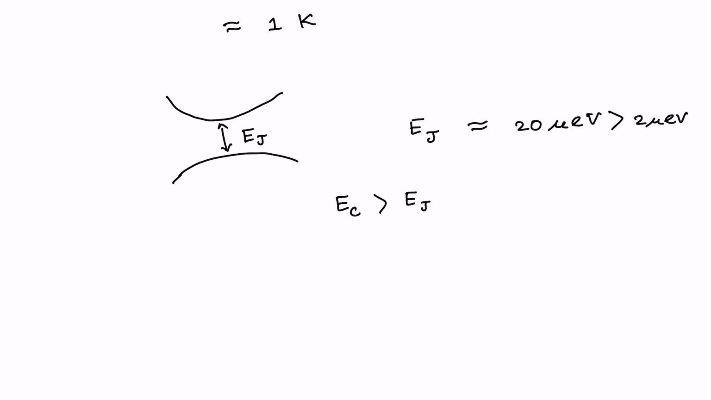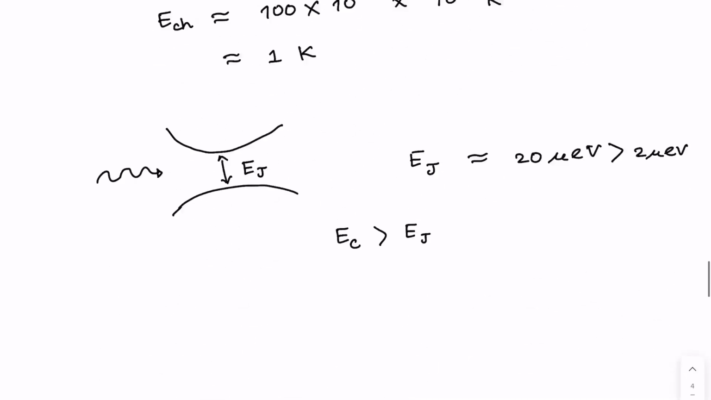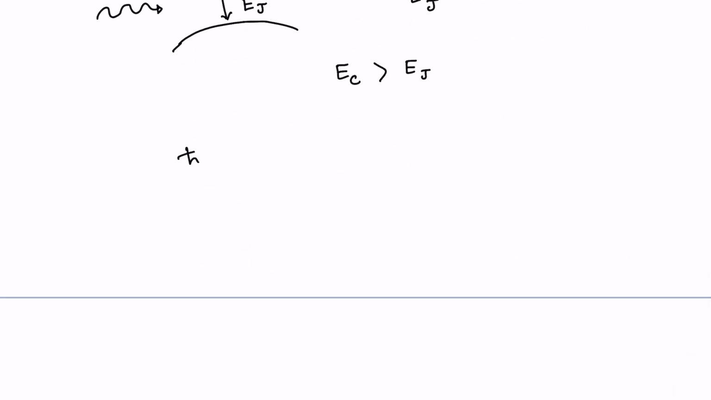So if you want to couple the ground state and the excited state, you need to send a radiation which is going to have an energy on the order of EJ, and that means you must have h bar omega, where omega is the frequency of this radiation, equal to EJ, and in our case EJ is around 20 micro electron volt. If you put the numbers, you are going to get omega equal to 2 pi into 5 gigahertz.